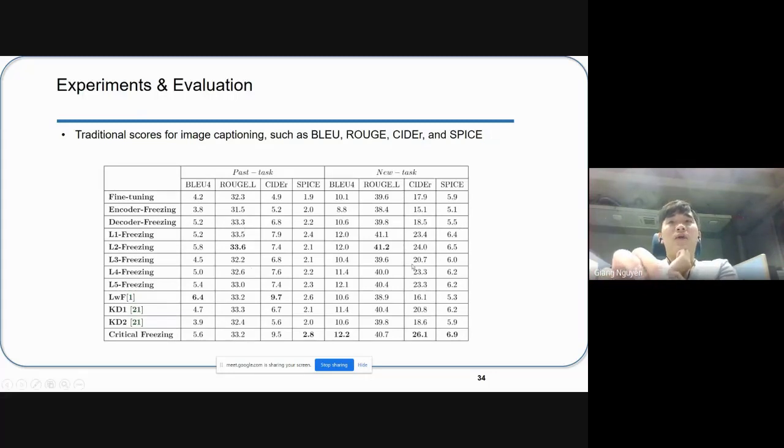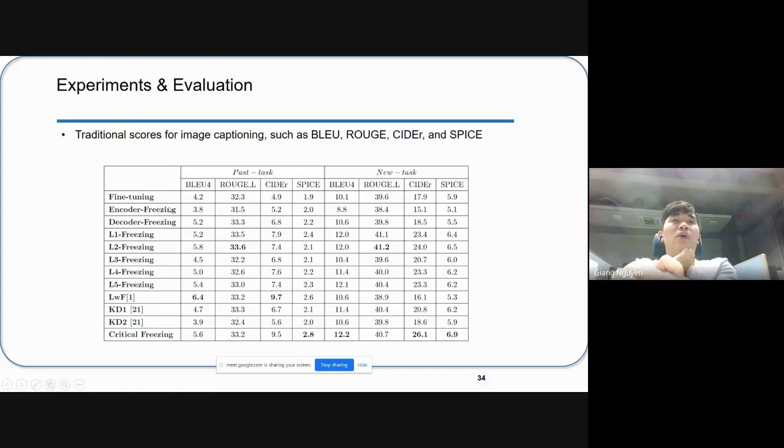And this is our current result. You can see critical freezing quite outperforms, and even has comparable performance with, learning without forgetting. But learning without forgetting is much more complicated. And it also outperforms the knowledge distillation, and I will give you the reference later. The two approaches of knowledge distillation were applied in a paper at the ICCV workshop recently. And we also compare with fine-tuning, which is a baseline.